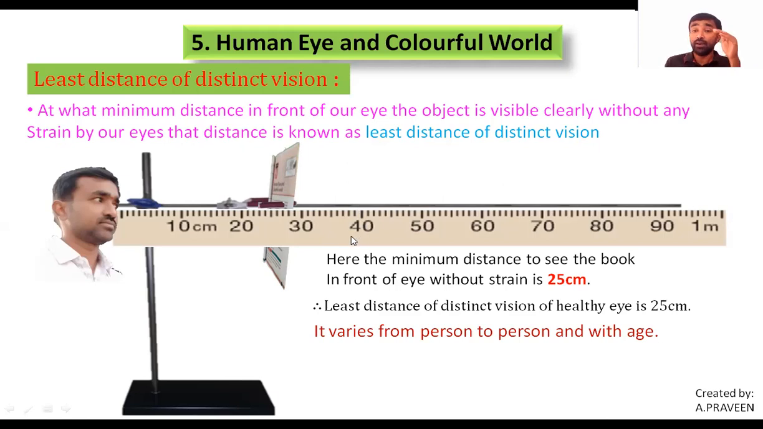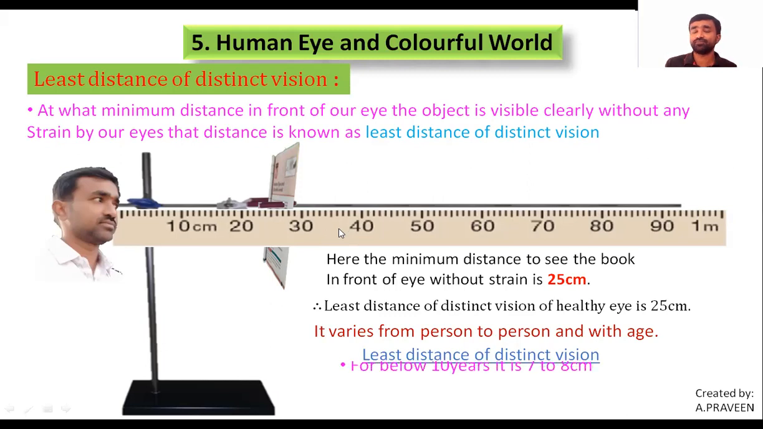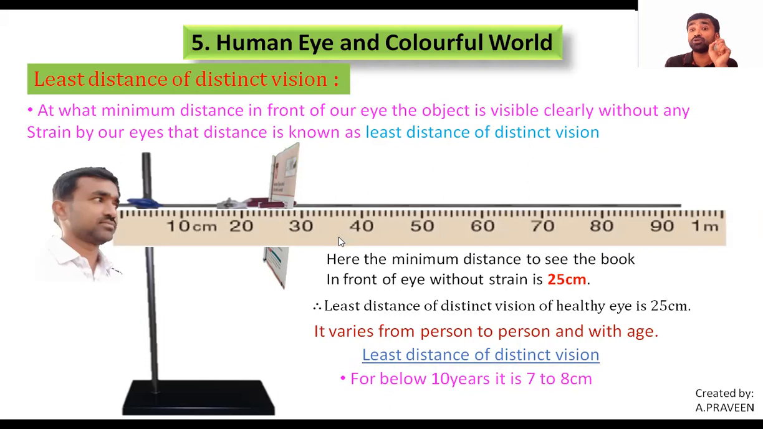Then what happens if that book is observed by people of different age groups? Do they see the text clearly at the same distance? No, it varies from person to person. If people in the age group below 10 years observe the same textbook at 25 centimeters and move somewhat inside, they can see it, right? Because they have flexible muscles and can bear more strain, so they can see the textbook clearly even at 7 to 8 centimeters, very near. But that is for people below 10 years.